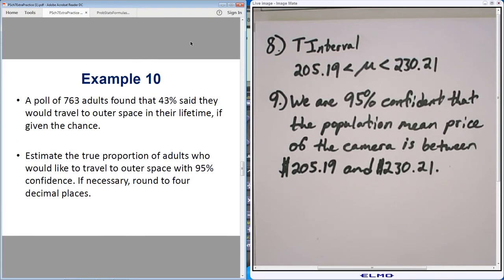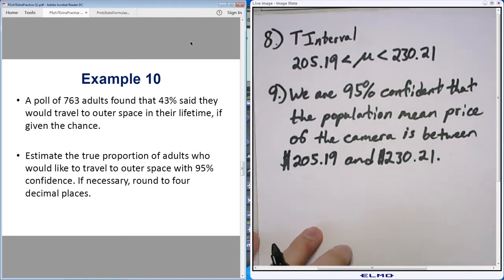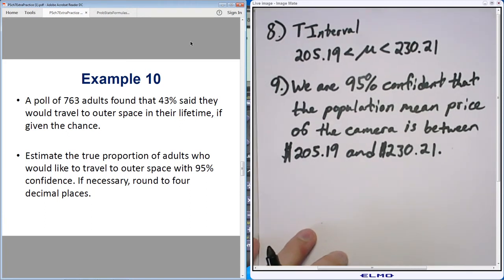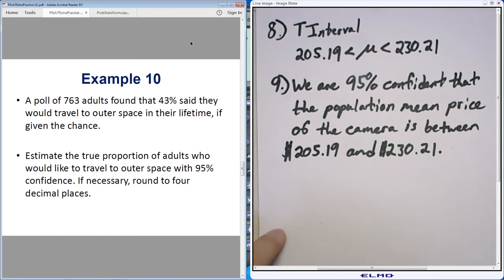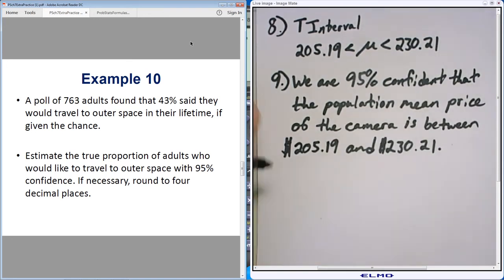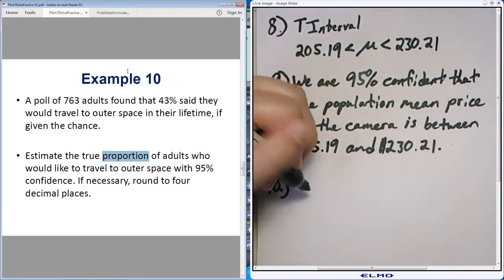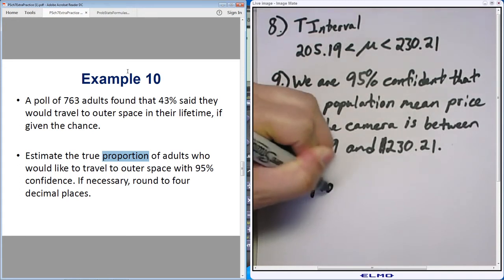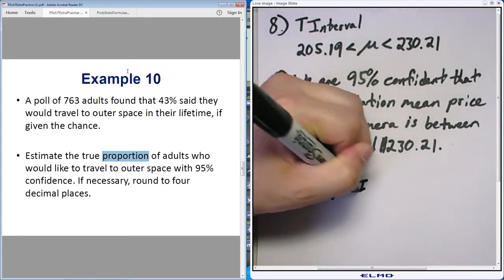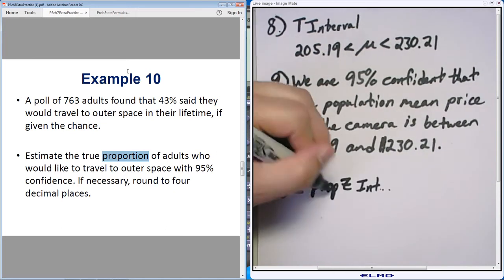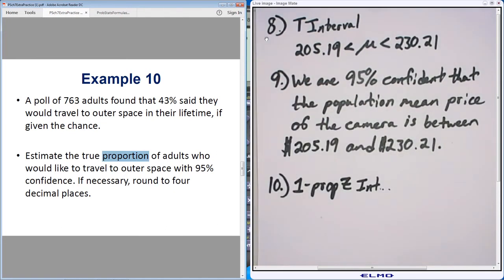Number 10, a poll of 763 adults found that 43% said they would travel to outer space if they were given the chance. Estimate the true proportion of adults who would like to travel to outer space with a 95% confidence. Round to 4 places. All right, we're estimating a proportion, so this is going to be a 1 prop z interval. Make sure you go to interval, not test. That's for another time.